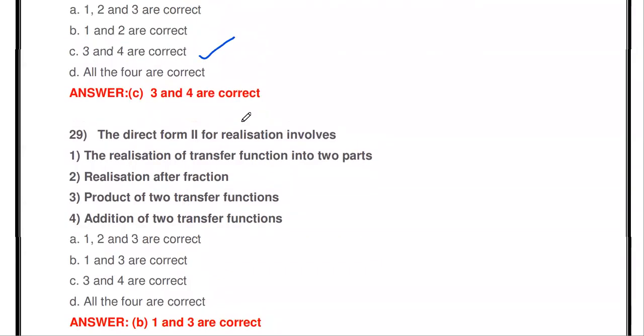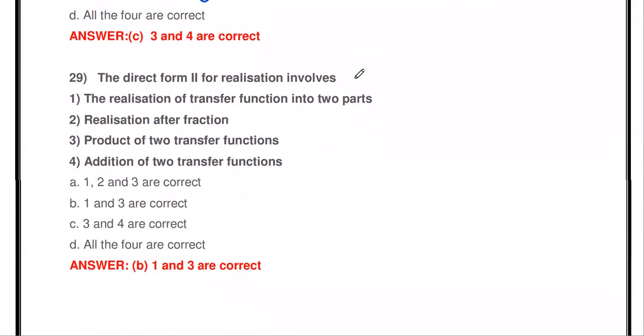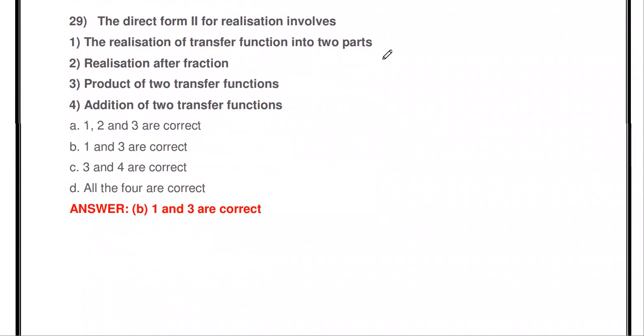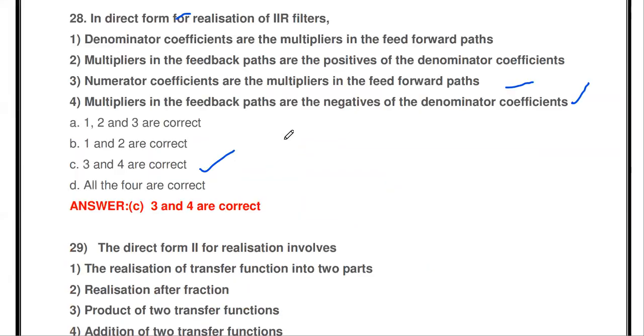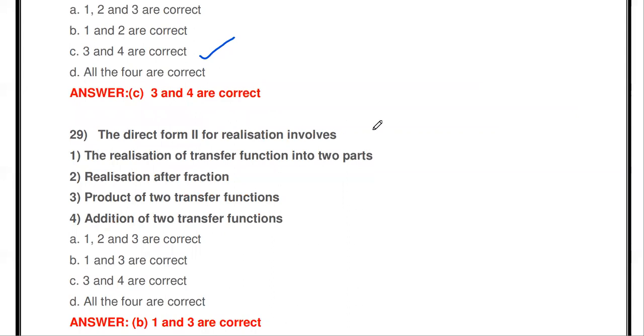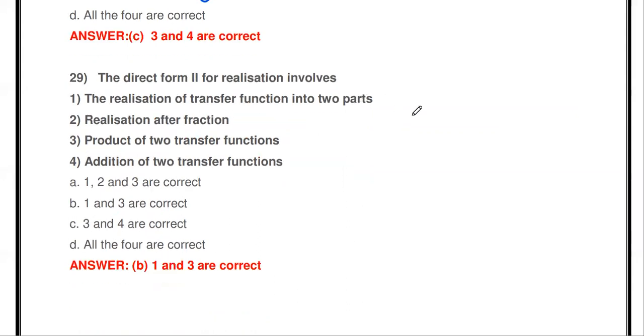Then, the direct form 2 realization involves the realization of the transfer function into two parts: realization after fraction, product of two transfer functions, addition of two transfer functions. Okay, the cascade form. The direct form 2 realization involves the realization of a transfer function into two things. Okay, so here it's not direct form 2, this is the cascade form.